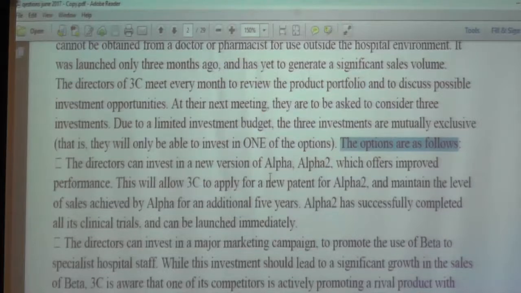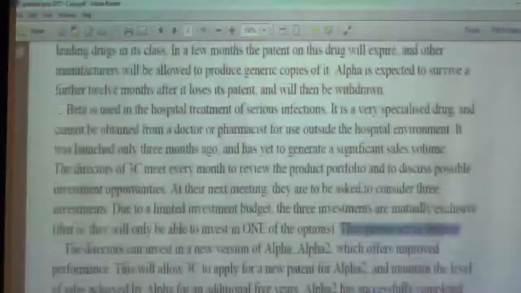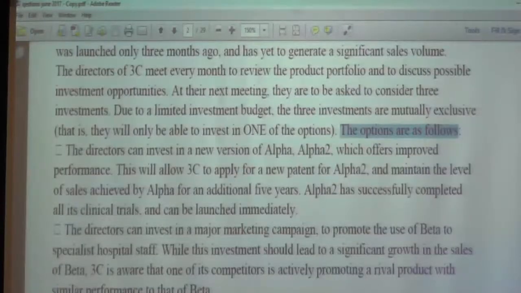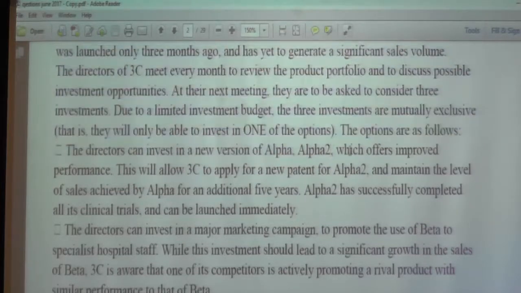But alpha is the painkiller. Yes, alpha is the painkiller. So the directors can invest in a new painkiller. Now guys, it's alpha 2. That means it's a product extension, not a product extension. It's a product redesign. You change, modify the product. Same product, painkiller, modified, which offers improved performance. This will also allow 3C to apply for a new patent for alpha 2.